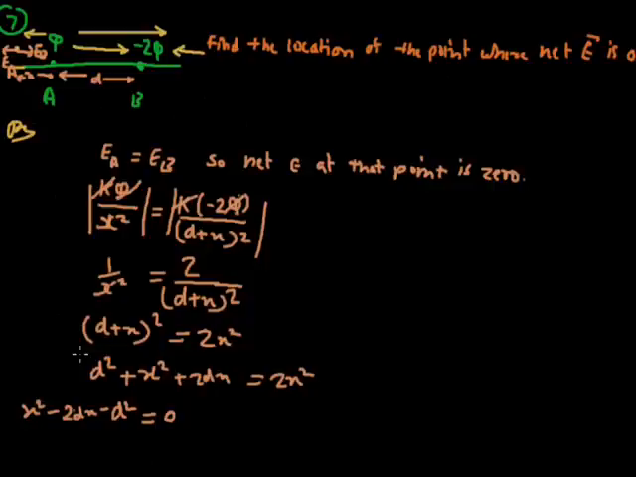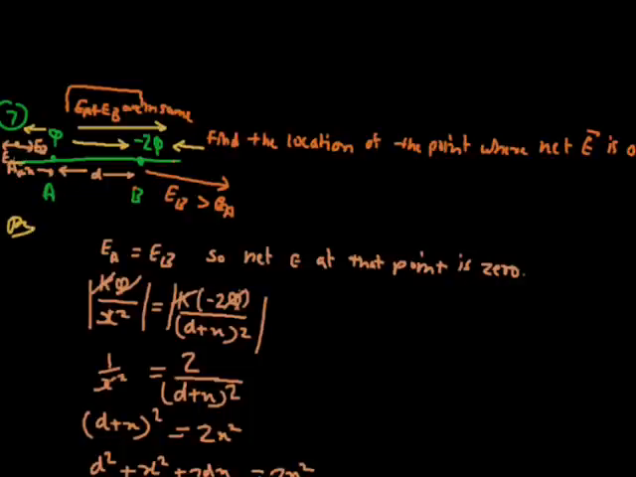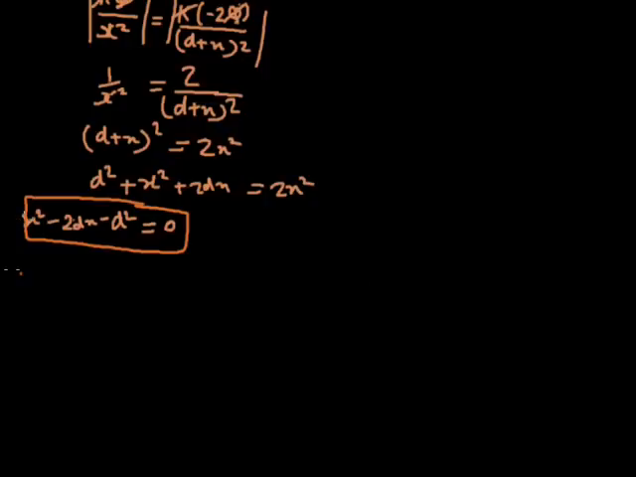But we know that two values will not be true for this condition. When the field is considered on the right side of charge B, the field due to minus 2q is very strong, and the field due to plus q is much weaker in comparison. So at this point EB is always greater than EA. At this point both are in the same direction, so this is true only up to this region. By solving this quadratic, we find two locations of x, and only one point is correct. This will be this.